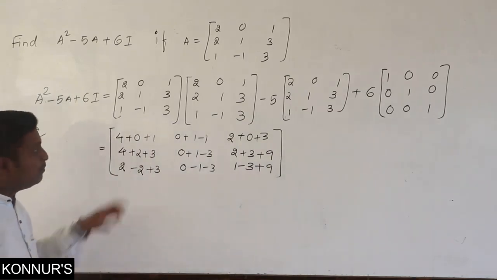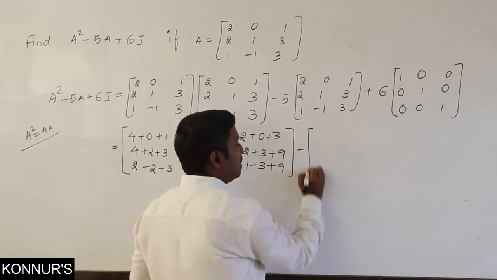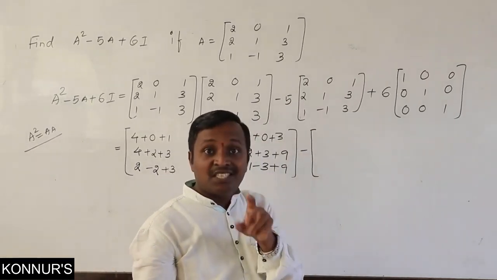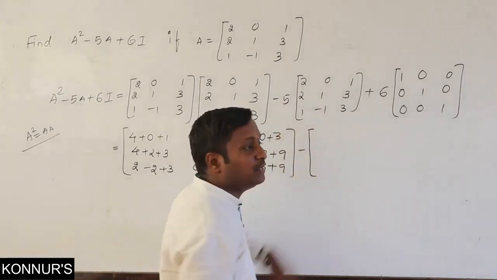Now, A square minus 5A, minus 3 pi as it is. How to multiply 5? Scalar multiplication. We have to multiply 5 to each element of the matrix.